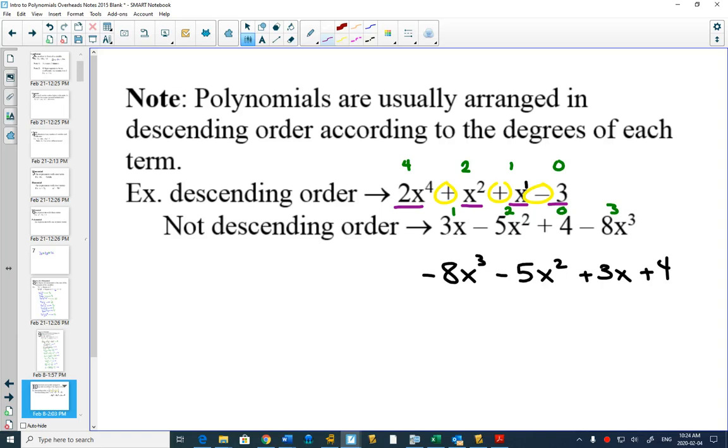Generally, when you have textbooks, they will try to write polynomials in descending order. The second one is not in descending order because this first term has a degree of 1. This second term has a degree of 2. The third term has a degree of 0 because it has no variables. And the last term has a degree of 3.